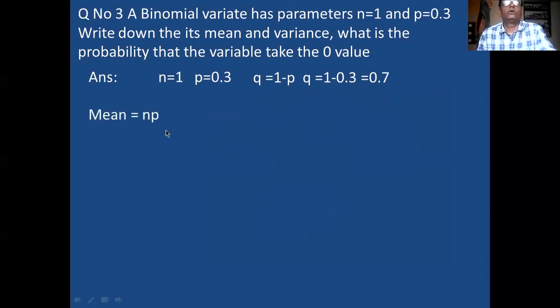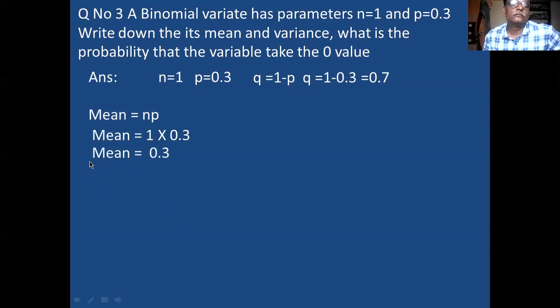Then np is equal to, what is the n value? N is 1. What is p? 0.3. What is the answer? 1 into 0.3 is equal to 0.3. 0.3 is the answer. Okay, first question completed. Second is variance.